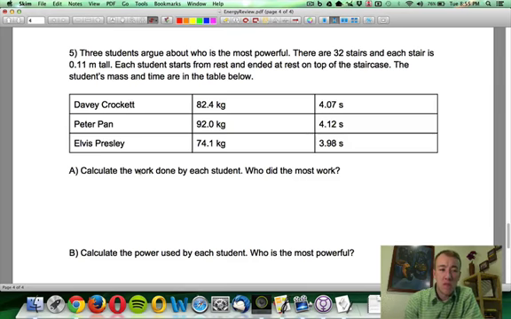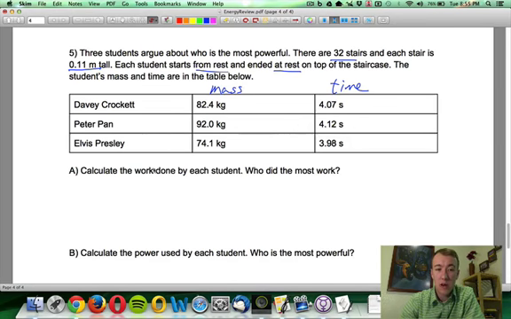We're on our final problem for the energy review. This is problem number 5. We have 3 students that are arguing who is the most powerful. There are 32 stairs, and each stair is 0.11 meters tall. That's 11 centimeters. Each student starts from rest and ends at rest at the top of the staircase. Below we have the student's mass and the student's time. I lied. We're actually going to do a problem today with power, and that's this last part here.